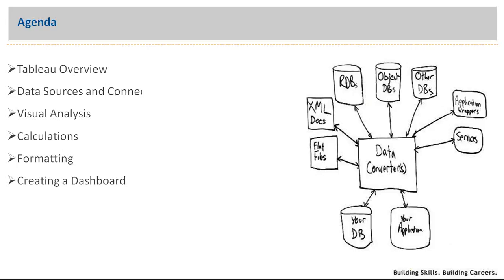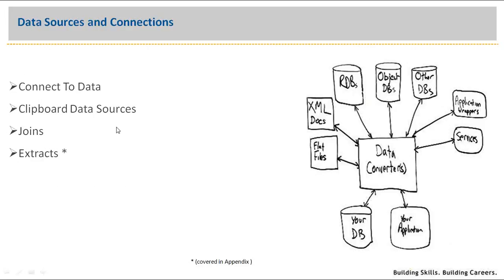Data sources and connections. Tableau can connect to four different types of data sources: connect to data, clipboard, data sources, joins, and extract. Connect to data is basically where we can select various drivers to connect to the data. Here you can see in this picture data connectors, flat files, XML docs, RDBMS, and a couple of other data sources as well. Clipboard is basically where I can copy some data and paste it directly into Tableau.